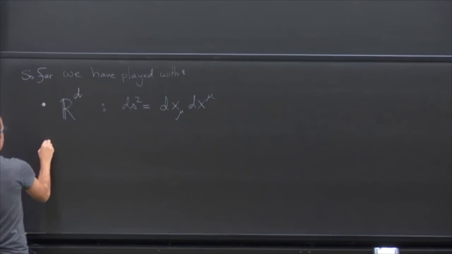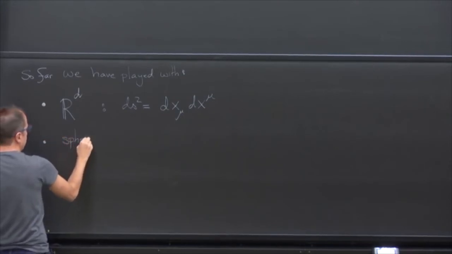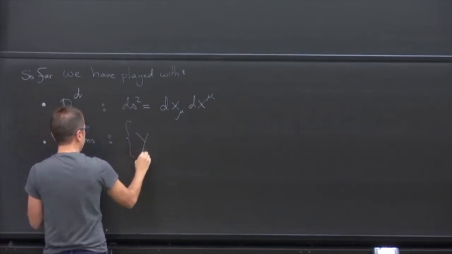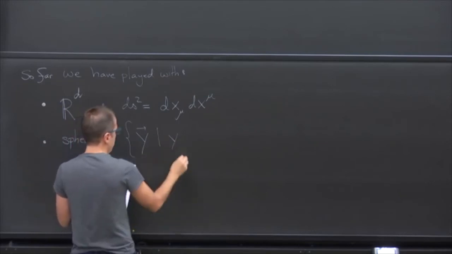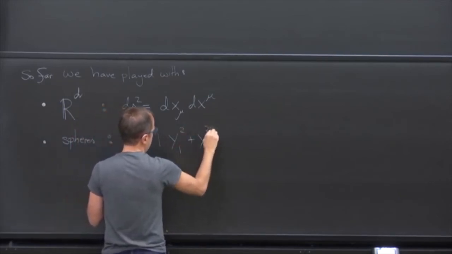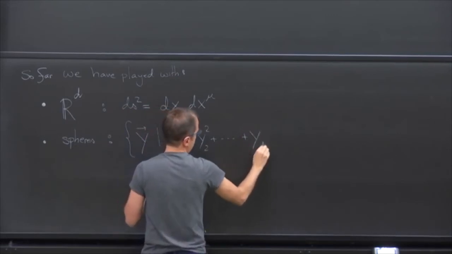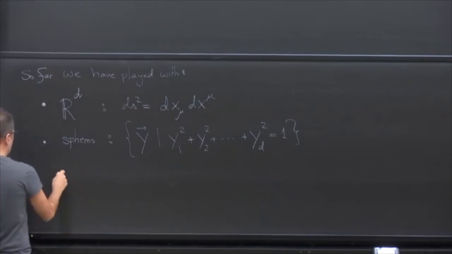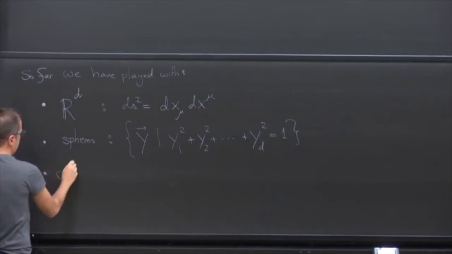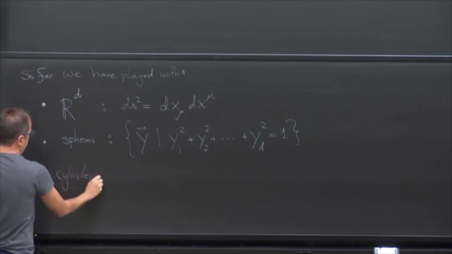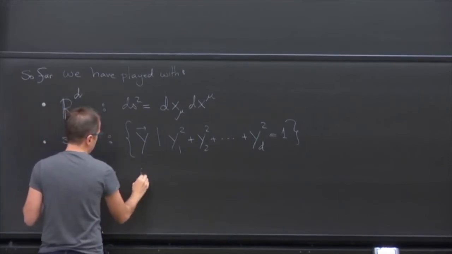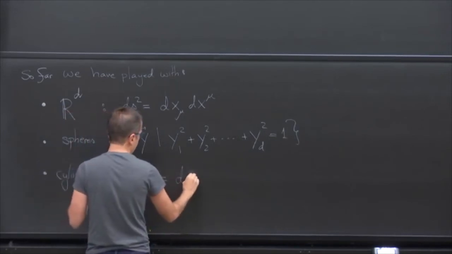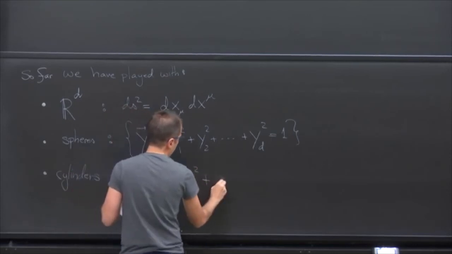We also encountered several times spheres. All right? Spheres are the set of points y that are equally spaced, something like this. And we also encountered another space, which were cylinders. Cylinders would have a space-time ds squared, which would be something like some d tau squared plus a sphere.